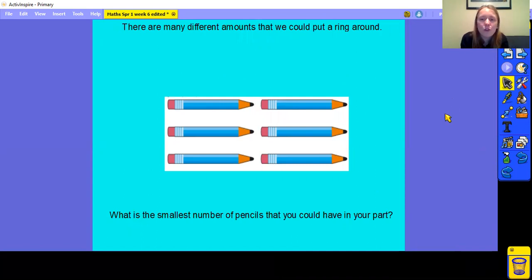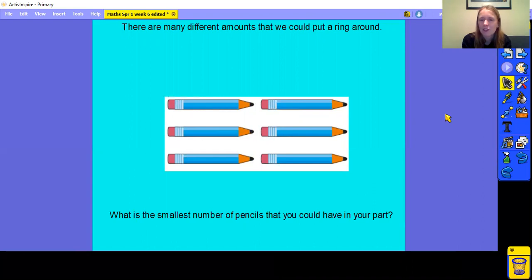Now, we've already had a little look at this. There are many different amounts that we could put a ring around. What I want you to think about this time is what's the smallest number of pencils that you could have in your part. Pause the video while you have a go.